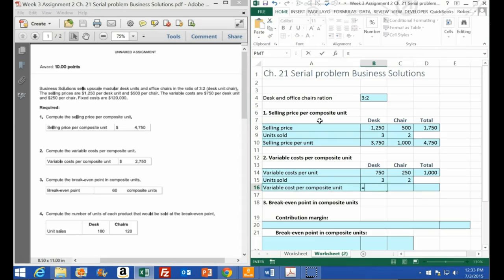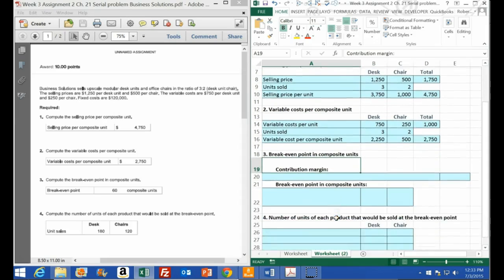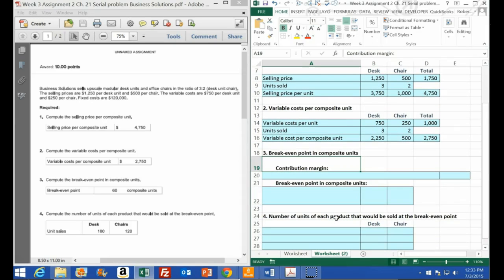And we're going to multiply that out. That is the 750 times the 3, and that is the 250 times the 2. And if we add those up, we get our total variable cost of the 2,250 and the 500, giving us the 2,750.